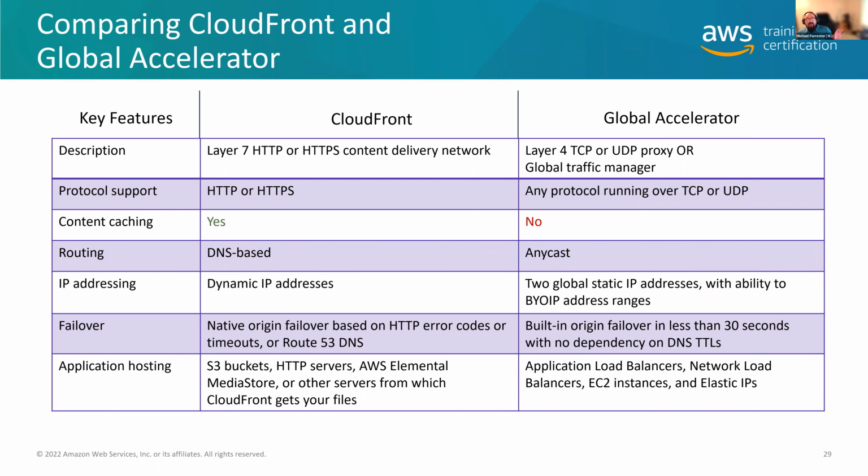These 2 products, by the way, are very different. CloudFront is a CDN, a content delivery network. Global Accelerator is basically a layer 4 proxy. It's a traffic manager. That's it. So CloudFront is only for web applications. Global Accelerator is for layer 4, for TCP or UDP. So very different.